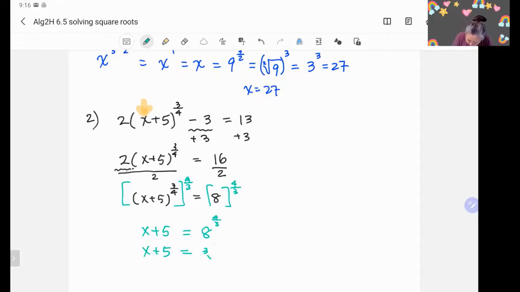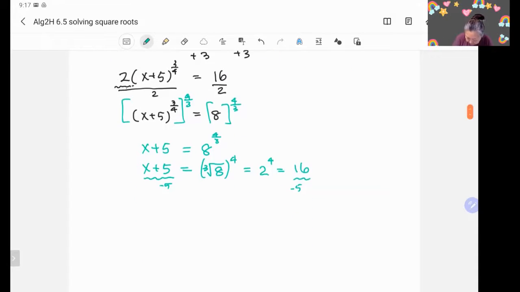So it's the cube root of 8 raised to the power of 4. The cube root of 8 is 2, and 2 to the fourth power is 16, right? Then we have x plus 5 is 16. And then I will subtract 5 from both sides. And finally, I get 11, right?